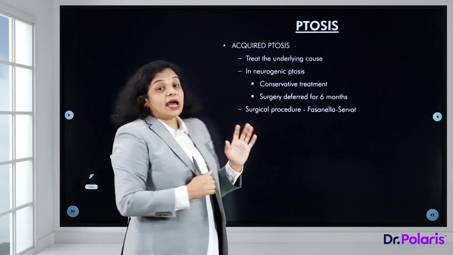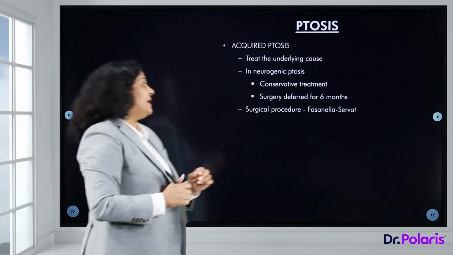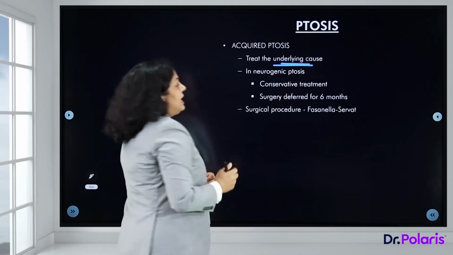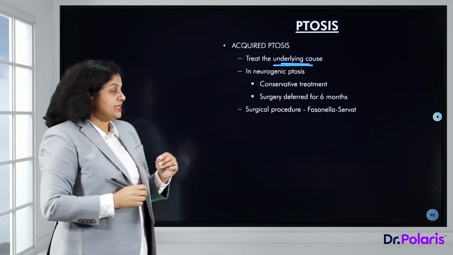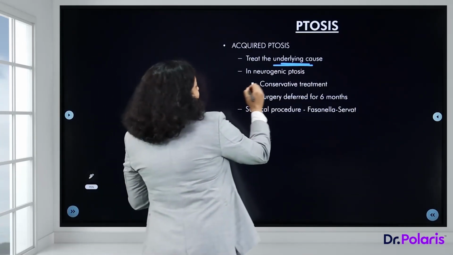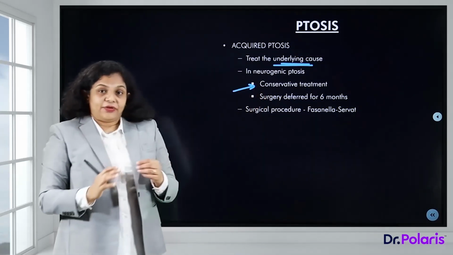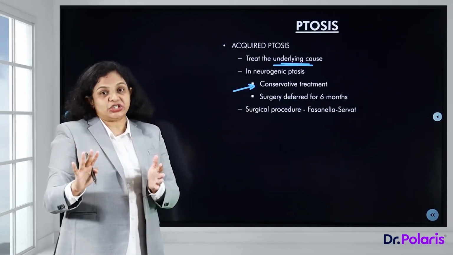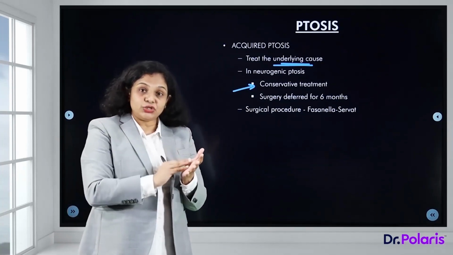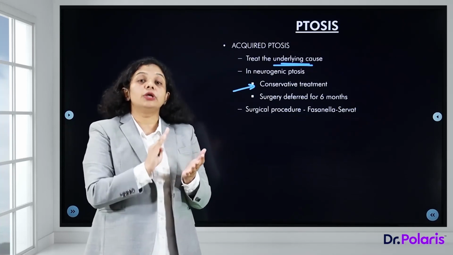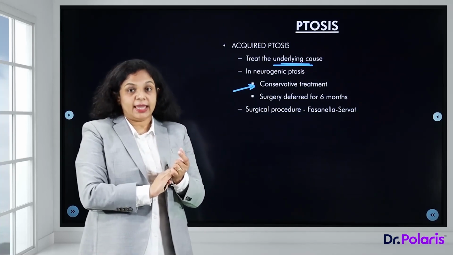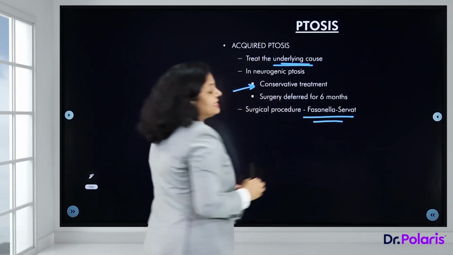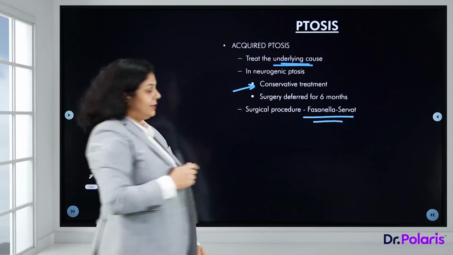Now, if it is an acquired ptosis, basically we need to treat the underlying cause. In case of a neurogenic ptosis, we mainly go with a conservative treatment. If a surgery has to be done, we usually defer the surgical procedure for about 6 months because we are trying to give the patient time to recover from the neurological process. And if a surgery is done, then the procedure used is a FASANELLA-SERVAT procedure.